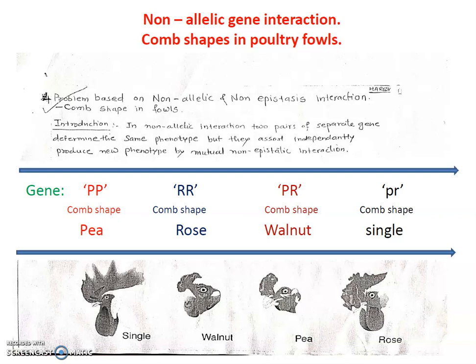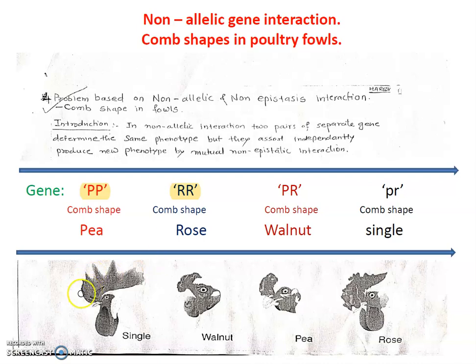So alleles means the forms of genes. Suppose these are the genes, capital P, dominant genes. All the genes are dominant. Suppose here we have taken two genes, capital P gene and R gene, both dominant in a homozygous condition. The P gene and R gene, these two genes combinedly, or mutually, produce the shape of the comb.